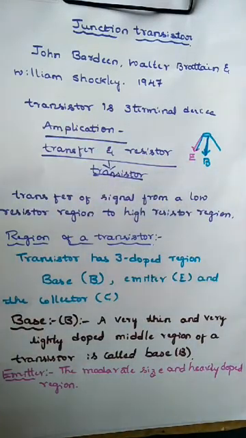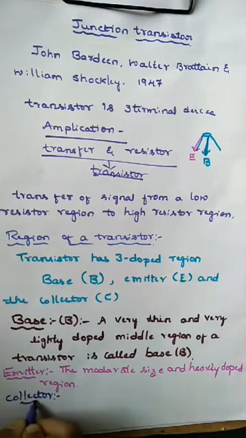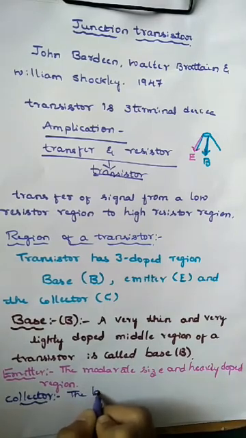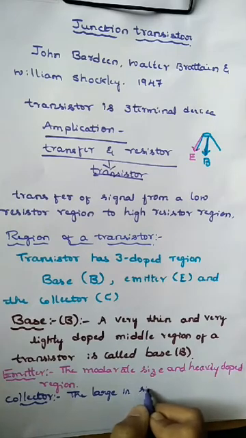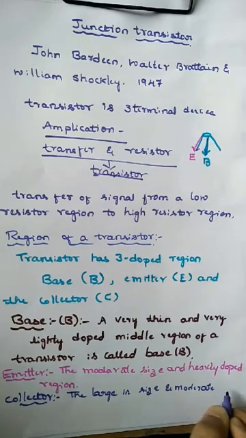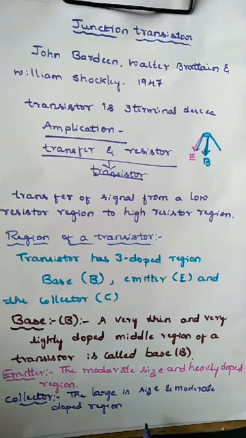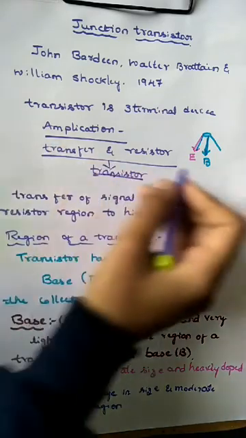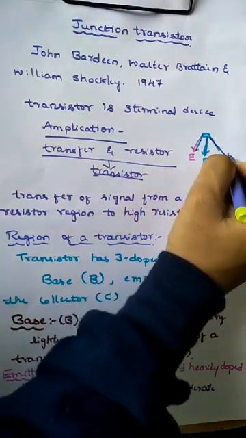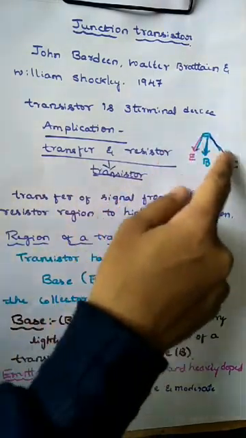The last one is the collector. The collector is a large in size and moderately doped region of the transistor. So the collector is large in size.